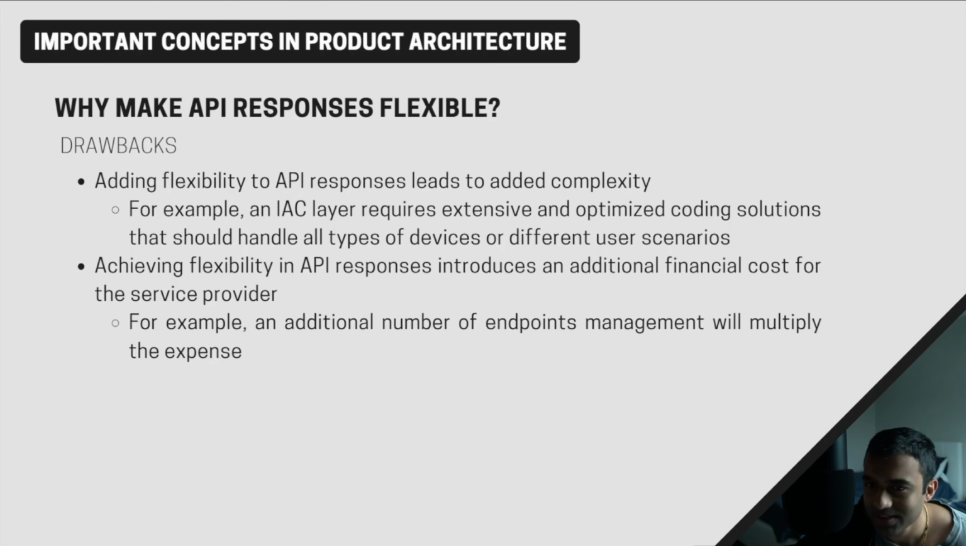So the drawbacks: adding flexibility to API responses leads to added complexity. For example, an IAC layer requires extensive and optimized coding solutions that should handle all types of devices or different user scenarios. Achieving flexibility in API responses introduces an additional financial cost for the service provider. For example, an additional number of endpoints to manage will multiply the expenses.